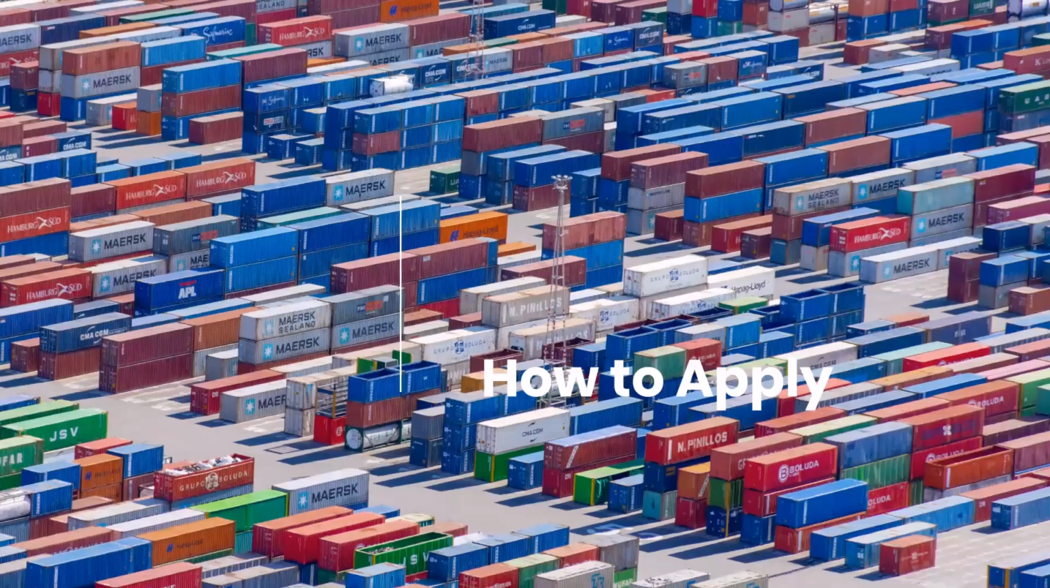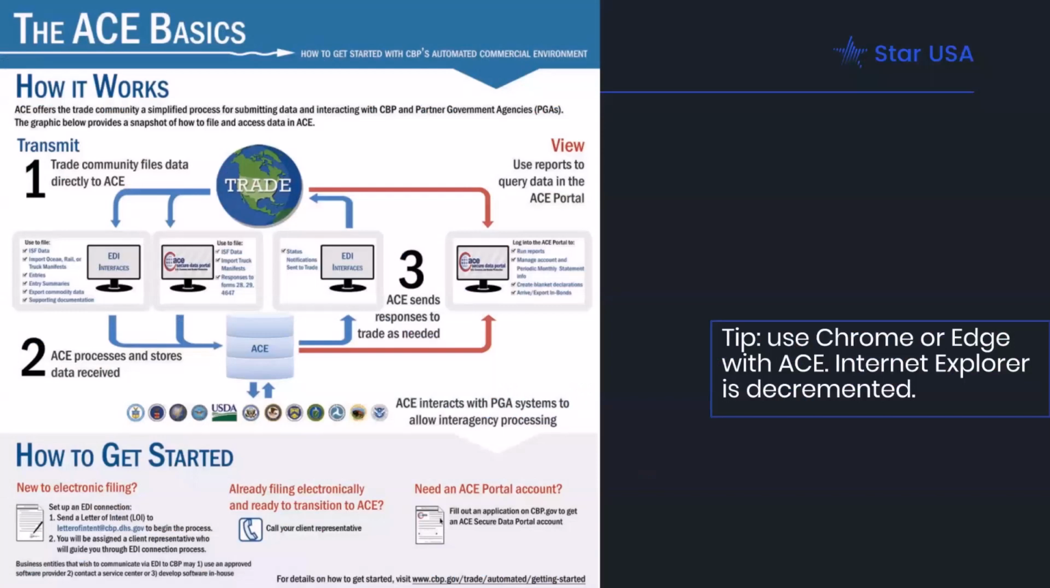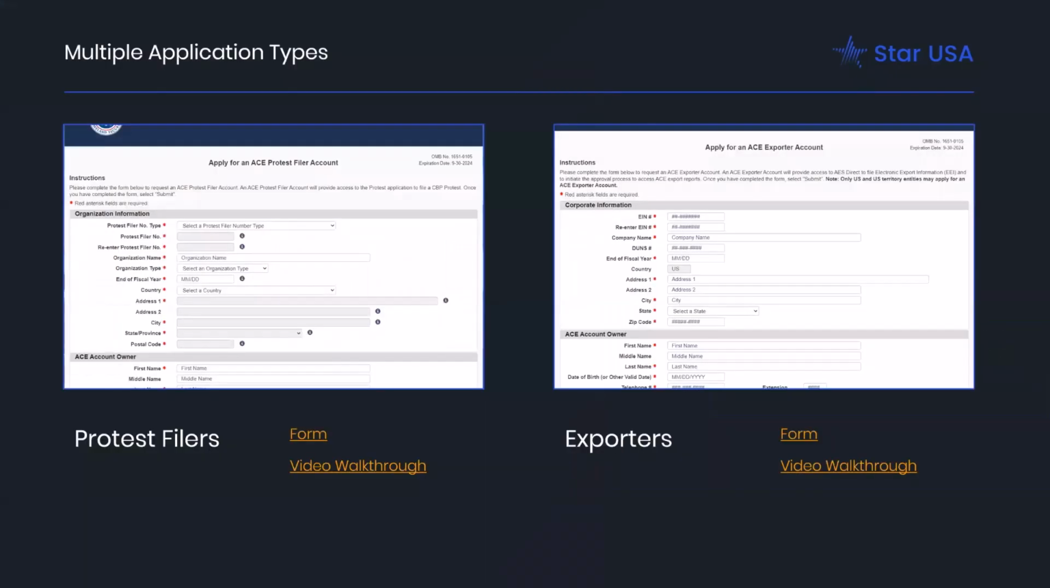You apply for ACE using specific forms. So you want to use Chrome or Edge now. That was effective as of about February this year. Internet Explorer is deprecated. So if you're using Safari, it may not work as well. So you want to make sure you're using Chrome or Edge. There are many application types.